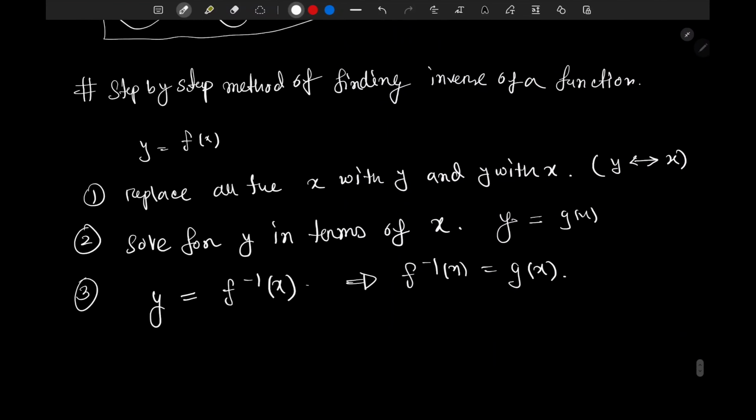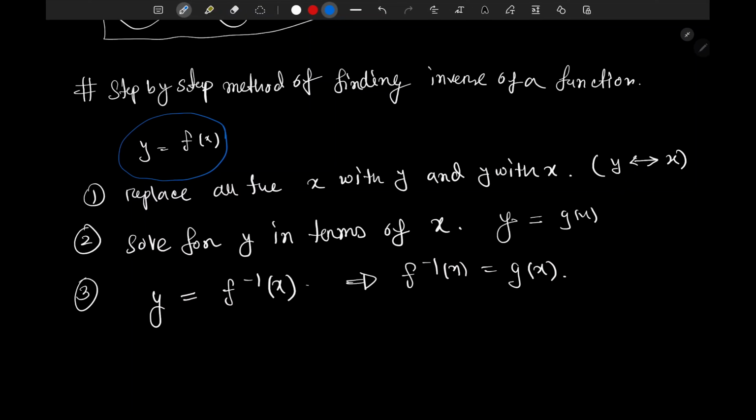And now I'll show you how you can do it in a step-by-step procedure. So the first thing you need to do is to replace all the x's with y. Let's say you have a function y equals f of x. The first thing you do is replace y's with x and x's with y.